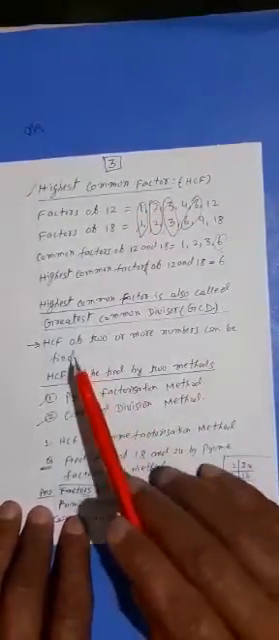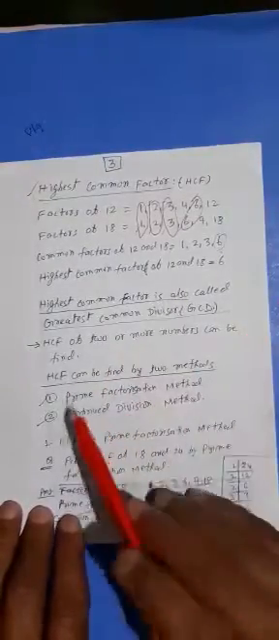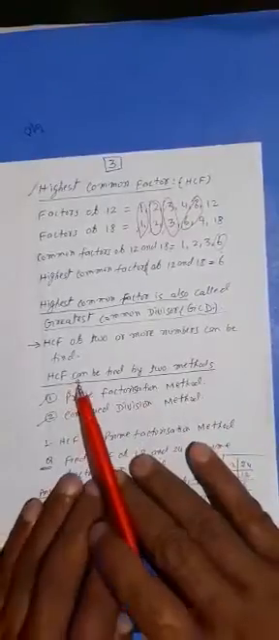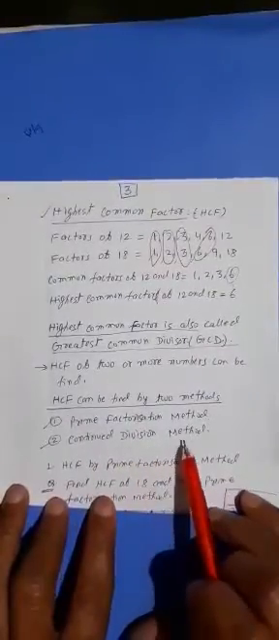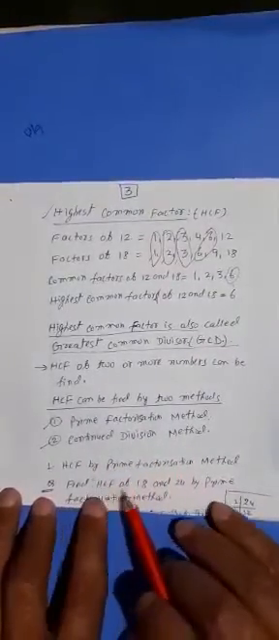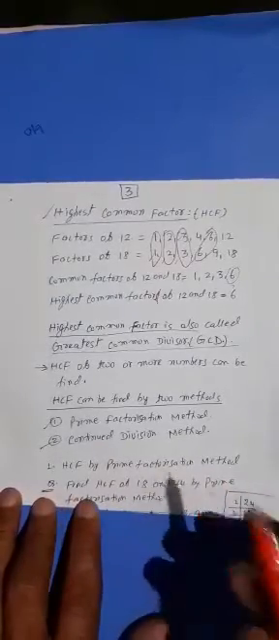And the second thing, the HCF of 2 or more numbers can be found by this method. HCF can be found by two methods. One is the prime factorization method, the other is the continued division method. First, HCF by the prime factorization method. We shall discuss both with the help of examples.